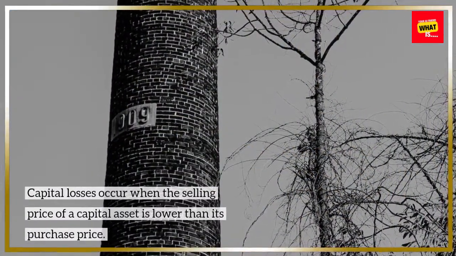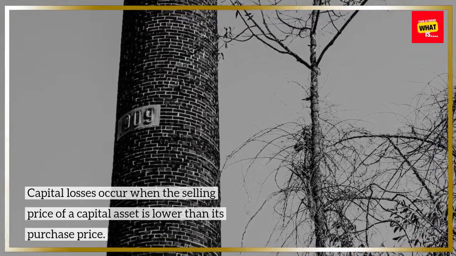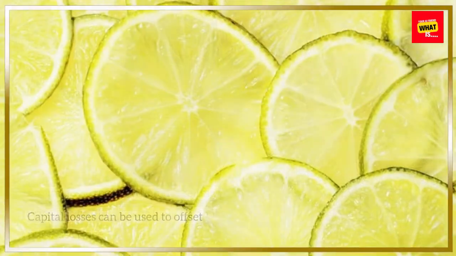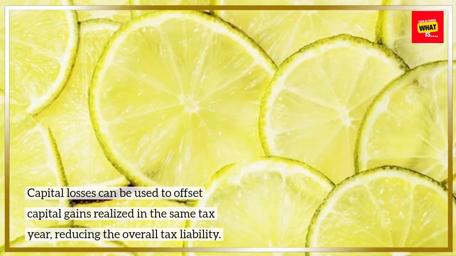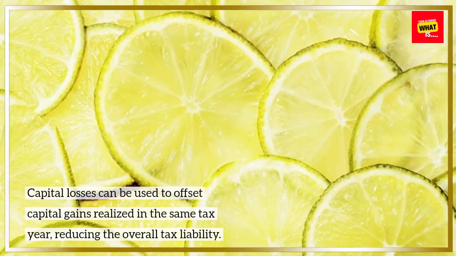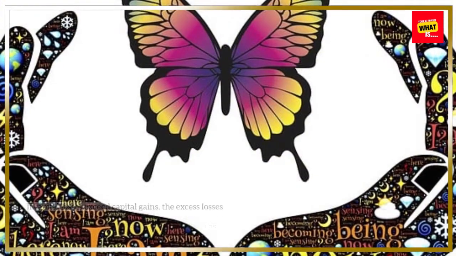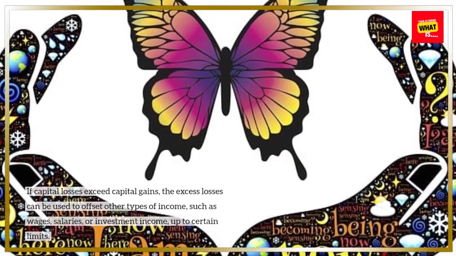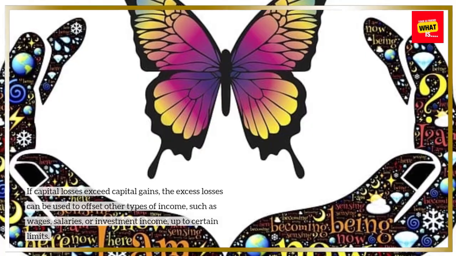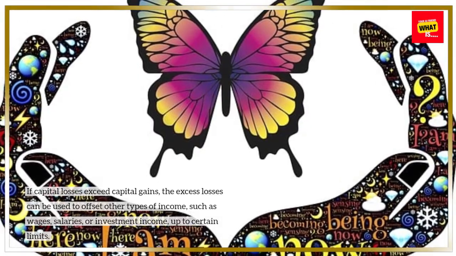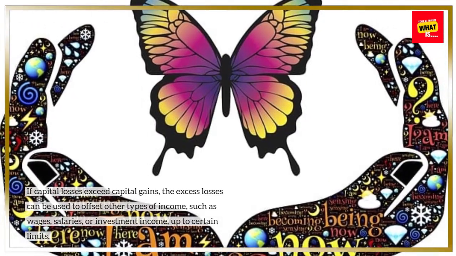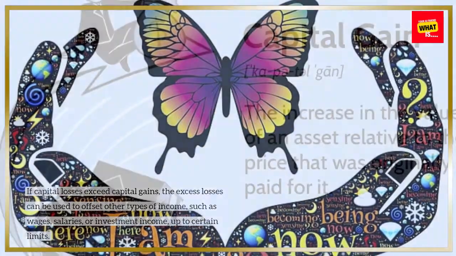Capital losses occur when the selling price of a capital asset is lower than its purchase price. Capital losses can be used to offset capital gains realized in the same tax year, reducing the overall tax liability. If capital losses exceed capital gains, the excess losses can be used to offset other types of income, such as wages, salaries, or investment income, up to certain limits.